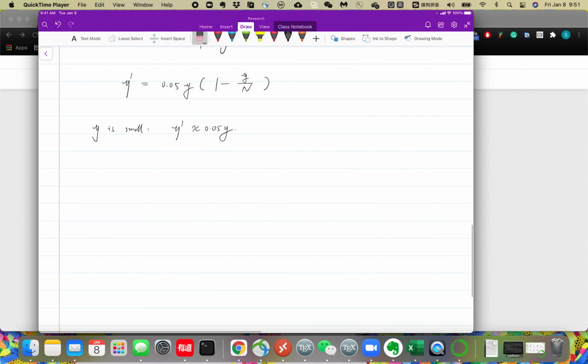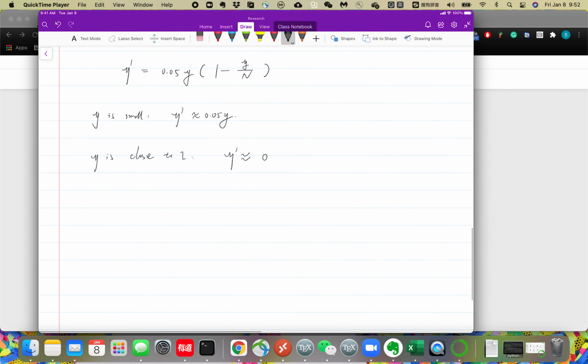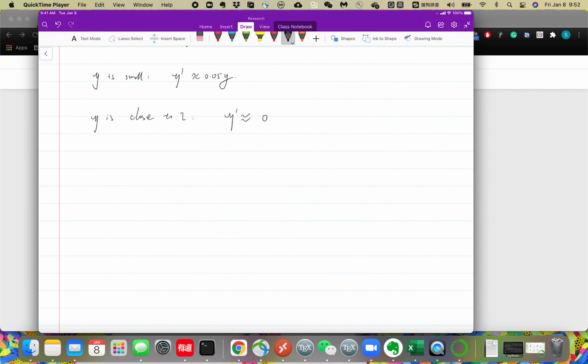y equals e to the 0.05t, roughly. But now when y is close to 1, you will have y prime almost like 0.05y times (1 minus 1), which is almost 0. That means when you hit the capacity, you basically stop growing. And anywhere in between, you can see as your y becomes bigger, your growth rate becomes smaller because this whole number becomes smaller. So that is better than what we had before, which is still simple.